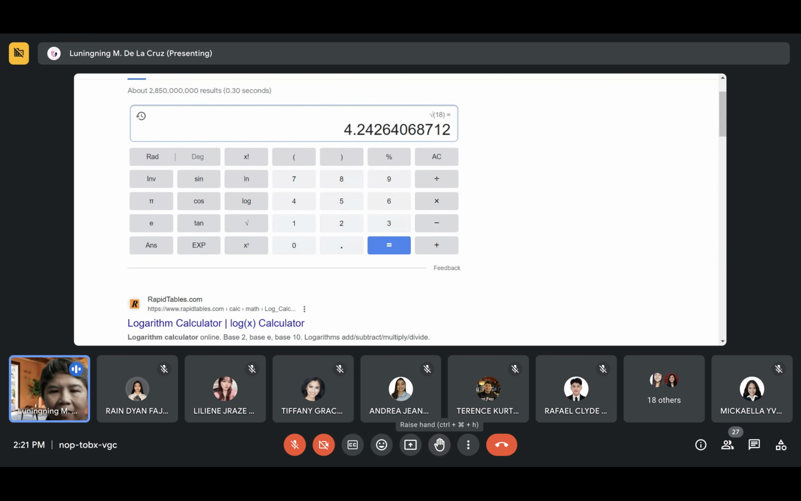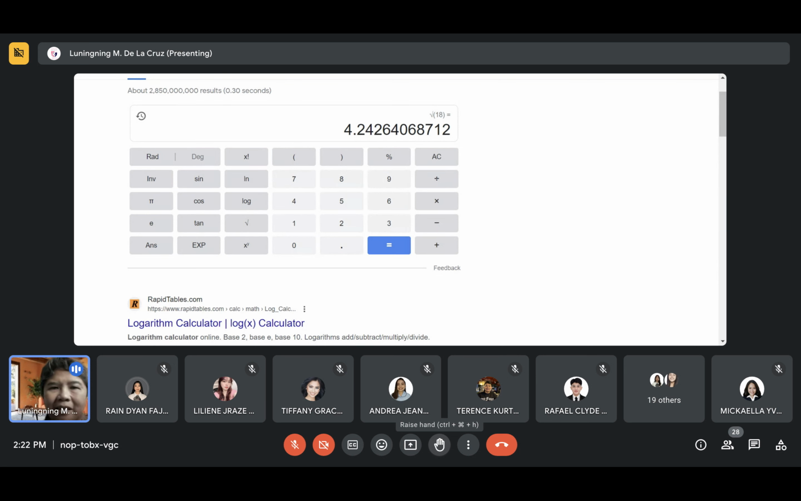So I get 4.24. So the concentration of hydronium ion will be 4.24 times 10 to the minus 4. And then your pH will be approximately 3.373. Did you get that one?